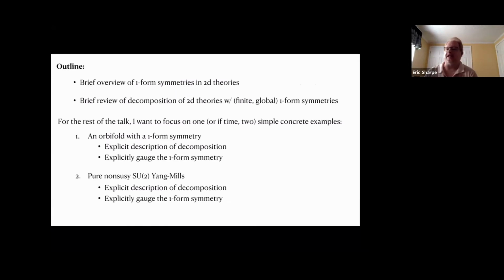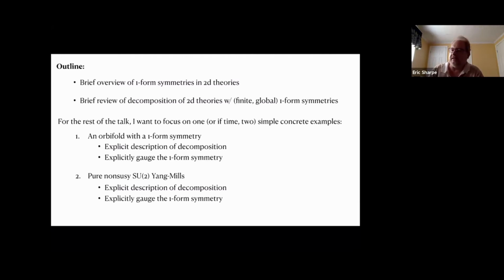All right, so here's an outline of what I'm planning to do in the next 35 minutes. I want to begin with a brief overview of one-form symmetries and two-dimensional theories. Now, at this point, one-form symmetries are probably taken in many quarters to be a staple of quantum field theory, but I've still run into lots of people that maybe aren't always up to speed, so I think a one slide briefly overviewing that seems wise. Then I'll walk through a brief overview of decomposition of two-dimensional theories with finite, global, one-form symmetries.